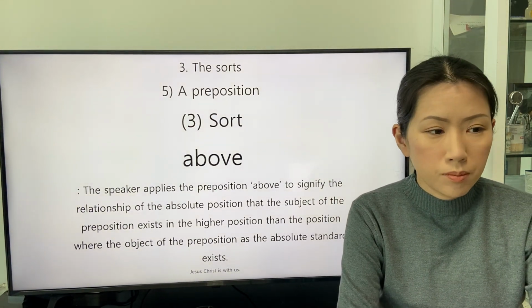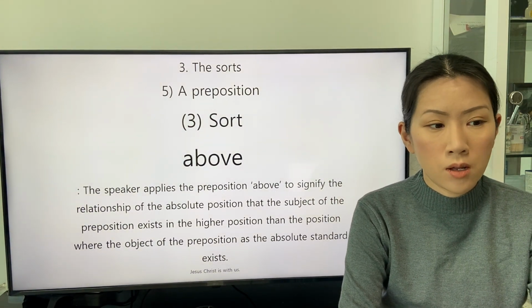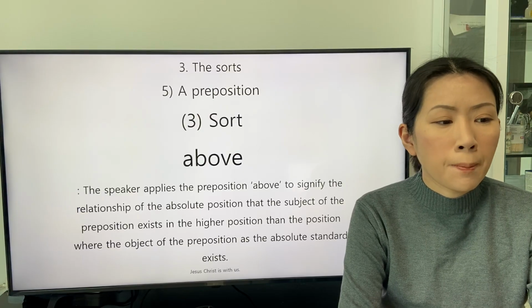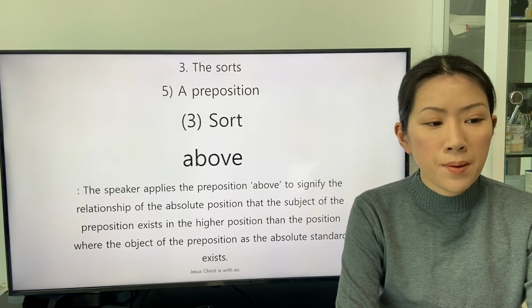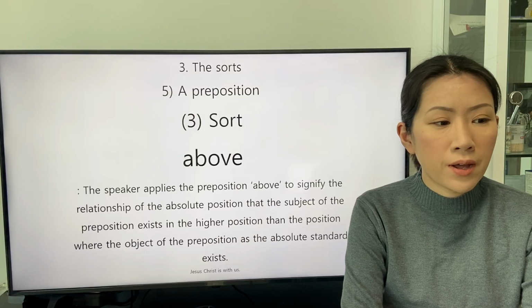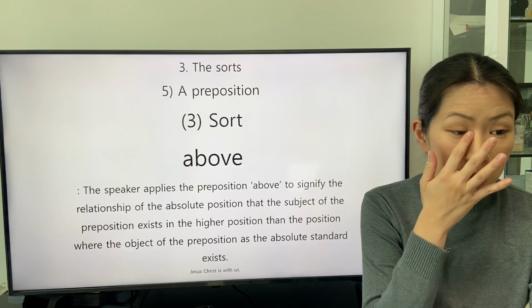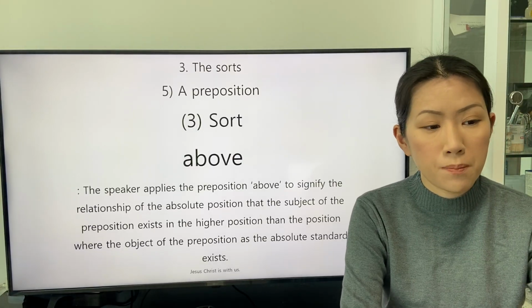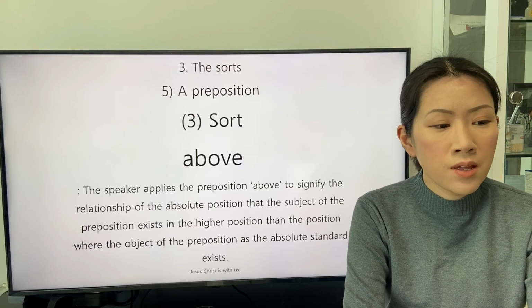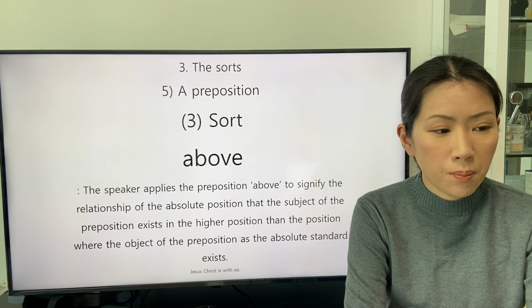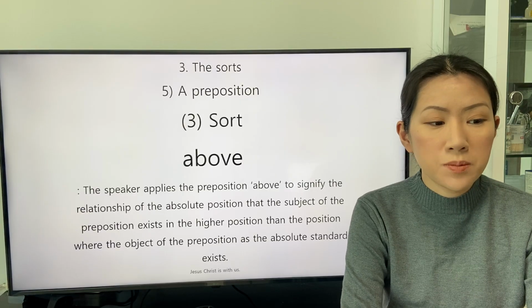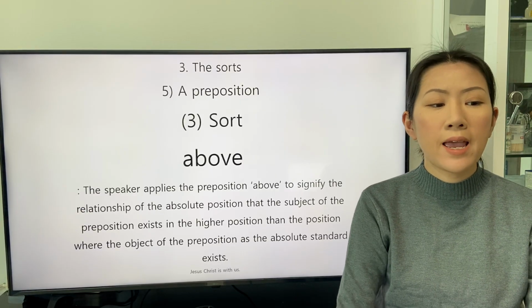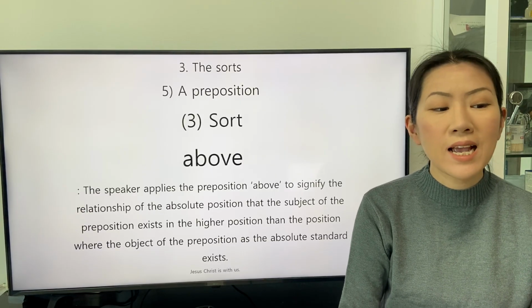The next preposition we will study is the preposition above. The speaker applies the preposition above to signify the relationship of the absolute position that the subject of the preposition exists in a higher position than the position where the object of the preposition, as the absolute standard, exists.